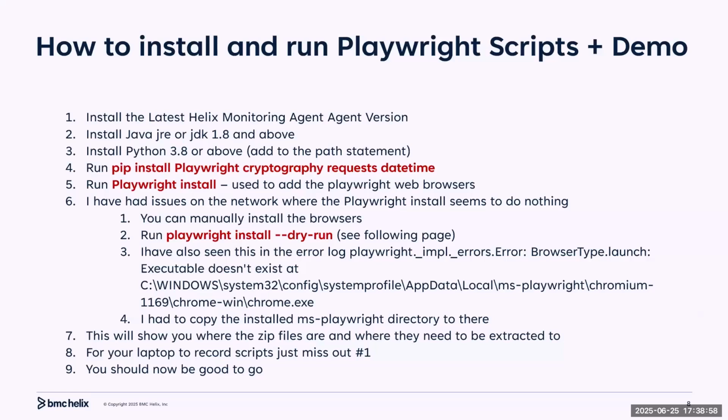Obviously, I already had an agent running in the environment. I literally had to install Java, both on the agent and wherever you were recording the script from. I had to install Python because all these scripts end up being Python scripts, and then run a few simple commands like pip install playwright, etc. And then run a playwright install, which will install the browsers. That can be done on your agent or on your laptop.